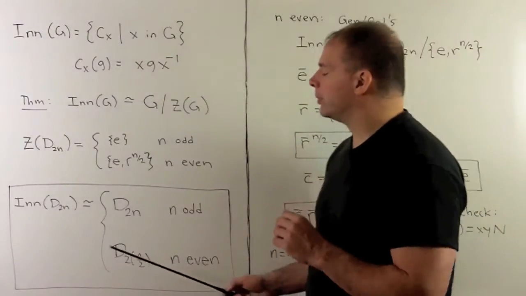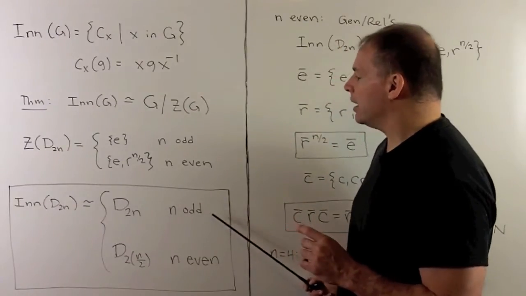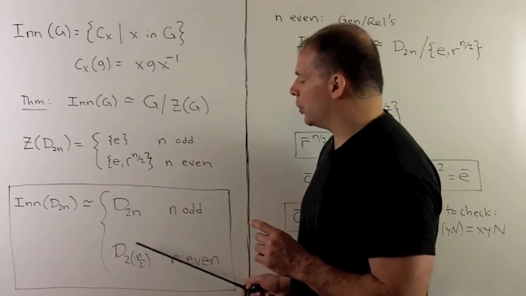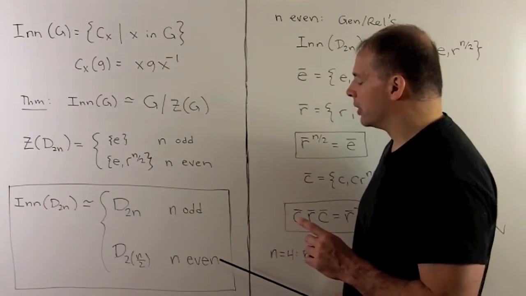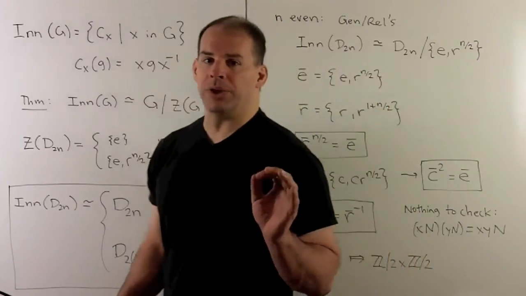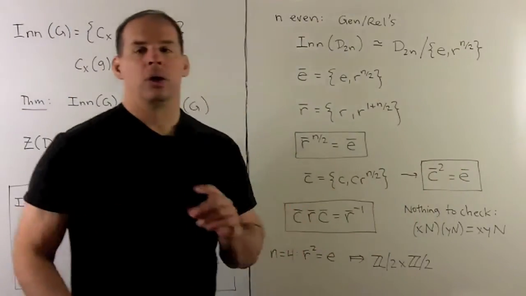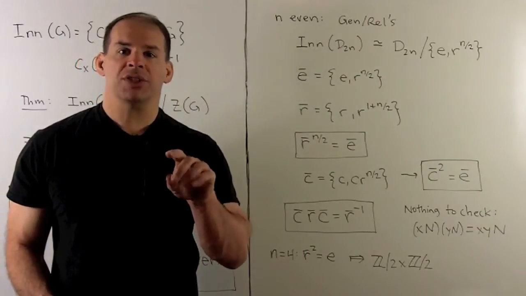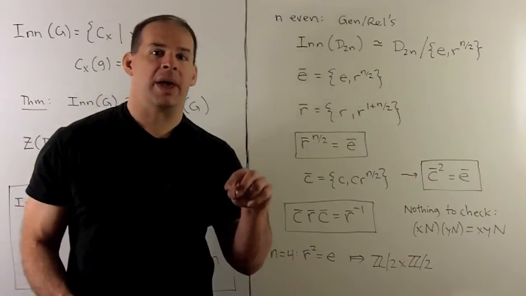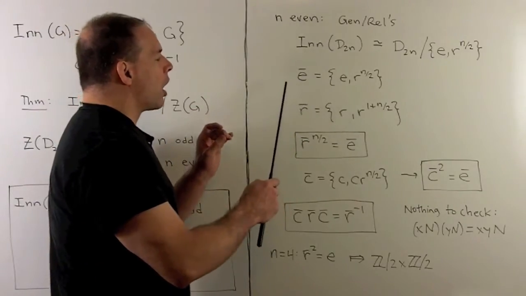Now, our result: Inn of D sub 2n is isomorphic to D sub 2n when n is odd, so that's clear from here, and D sub 2n over 2 when n is even. So for this part, we actually have to show something. What we'll do is consider our quotient group. We'll write out generators and relations in terms of cosets, and then show that they satisfy the relations for D sub n.